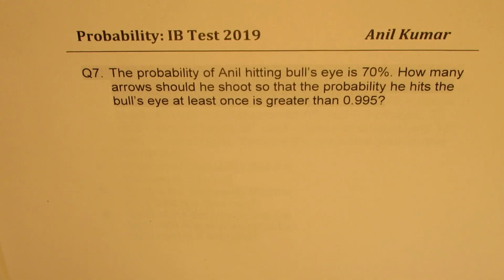Question number 7. The probability of Anil hitting bullseye is 70%. How many arrows should he shoot so that the probability he hits the bullseye at least once is greater than 0.995.